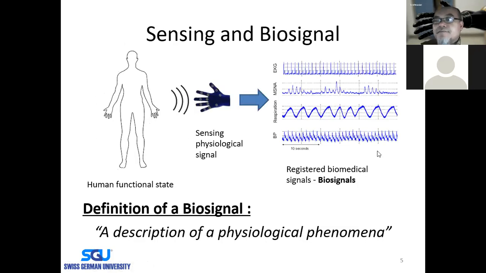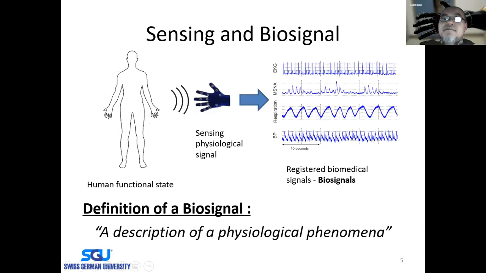For example, if you have a human here, the human has many functions and is functional, and we would like to use a sensor here. Of course, here it is drawn as a hand, but actually this is just a symbol to symbolize a sensor that detects, diagnoses, or captures all the signals coming from this human body. The registered biomedical signal is what we call the biosignal.